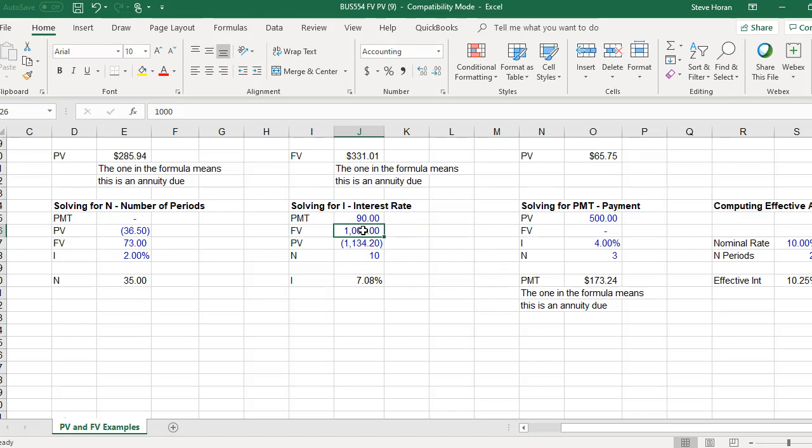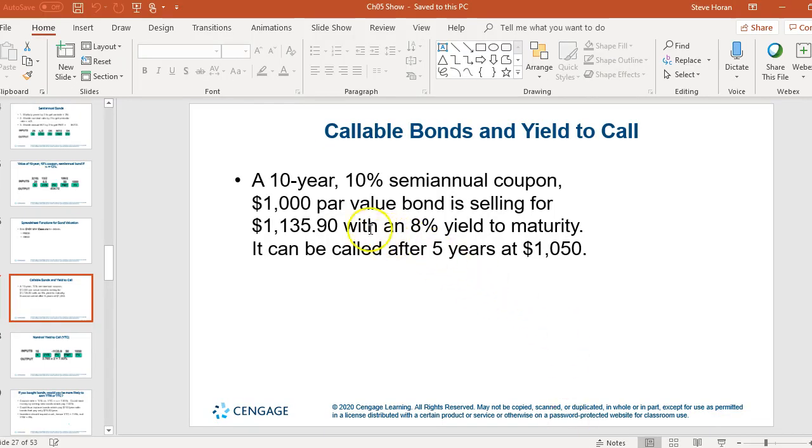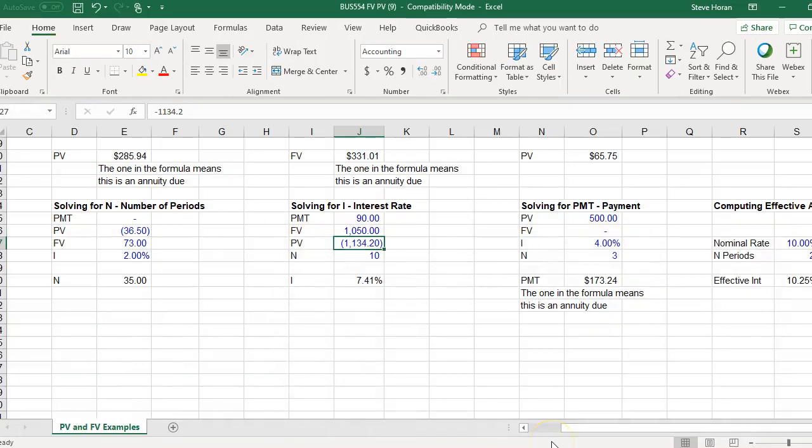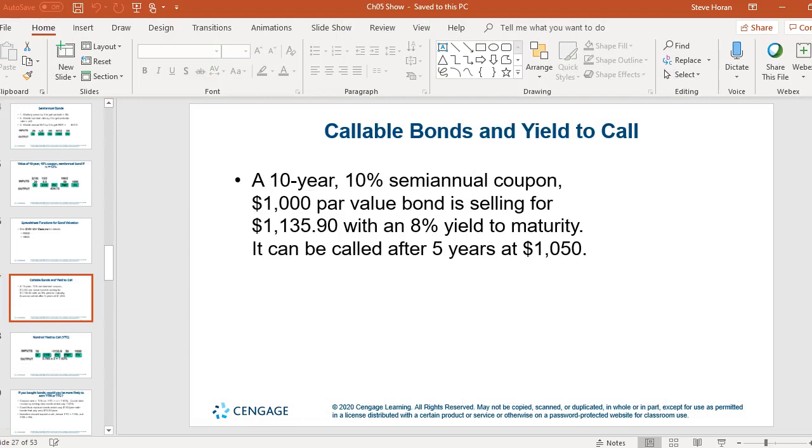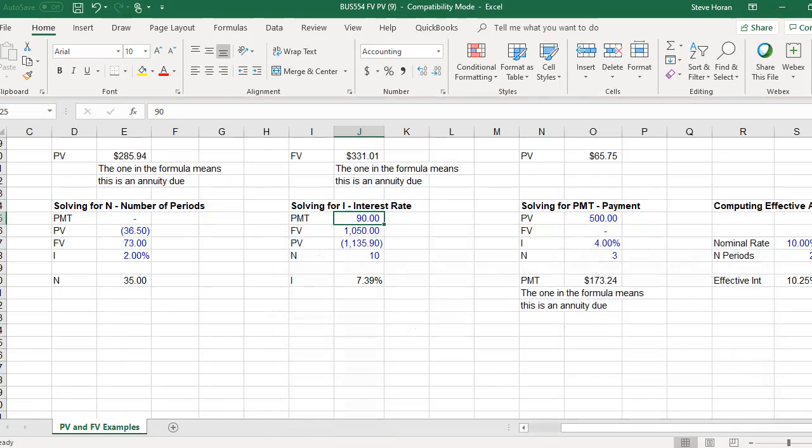The future value is not the maturity value of 1,000, it's the call value of 1,050. The present value is what it's worth today. It sells for $1,135.90. And then the payment, the PMT, is the 10% times $1,000, which is obviously 100, and we divide that by 2. So 1,000 times 0.1 divided by 2, and I get this number right here.